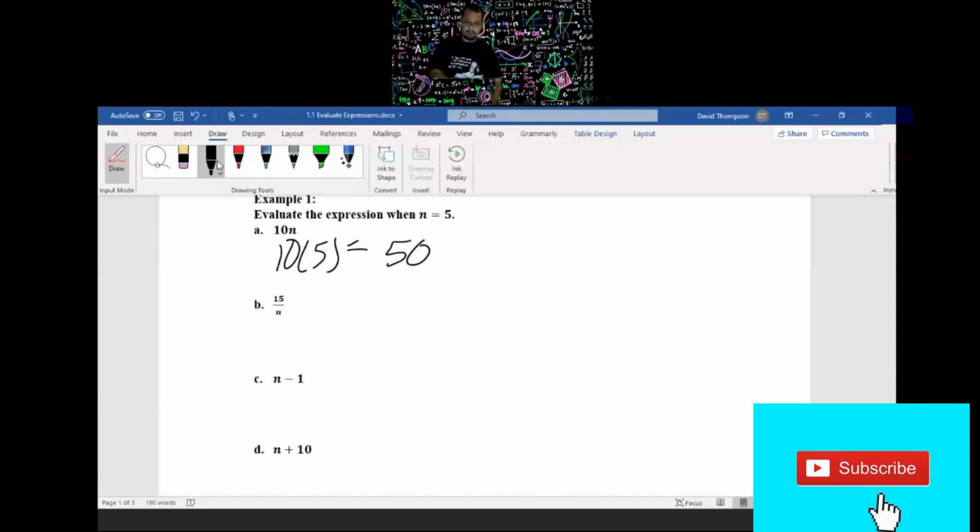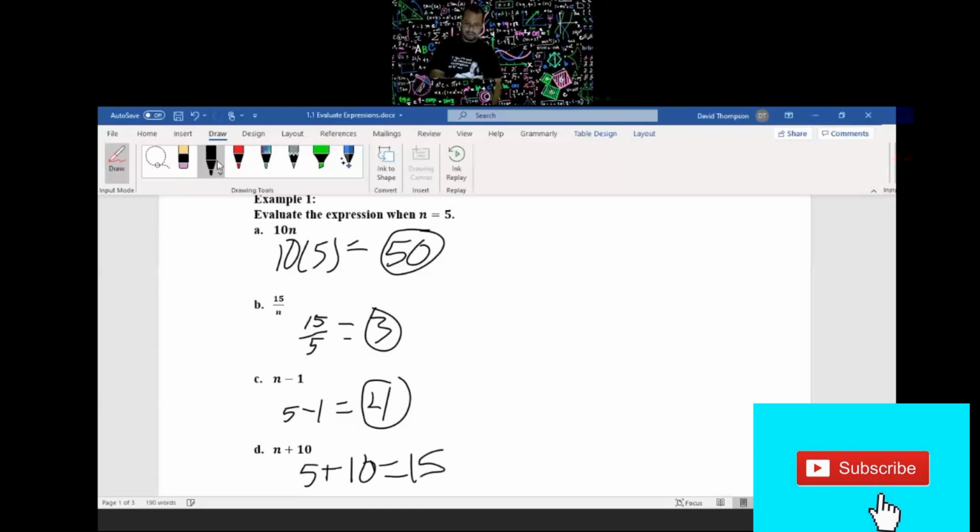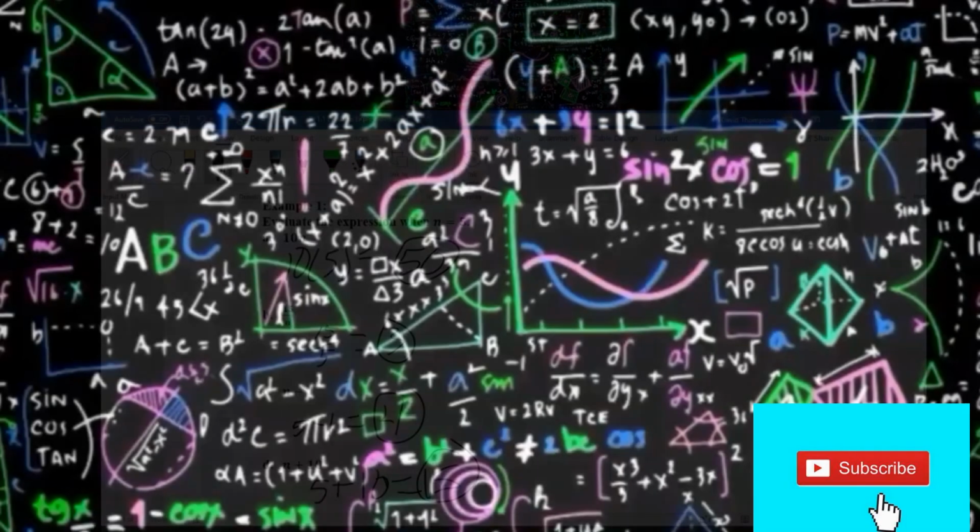Next, part B. We have 15n over n, or 15 fraction bar n. We're substituting our 5, so we're going to do 15 divided by 5, which is 3. And I'll circle it so you have the final answer. Substitute the 5 in for c. So we have 5 minus 1, which is 4. And then last but not least, part D, 5 plus 10, which gives me 15, and we are done.